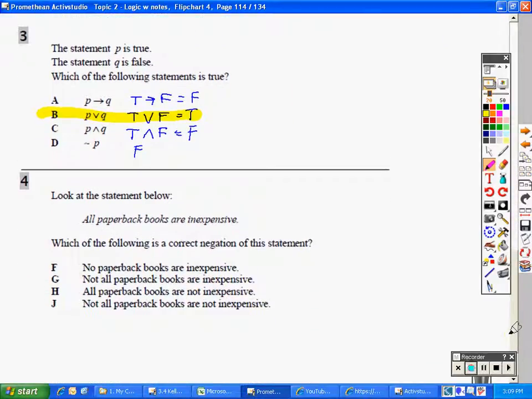All right, last one. Look at the statement below. All paperback books are inexpensive. Which of the following is a correct negation of this statement? Negation means the opposite. So we want something that says the same thing as this, but exactly the opposite. All paperback books are inexpensive. So I would say the opposite of that would be that all paperback books are not inexpensive. And that would be option H. All paperback books are not inexpensive. The opposite of this statement.